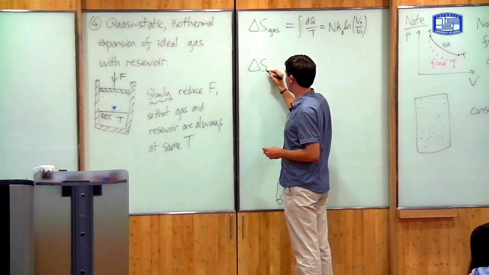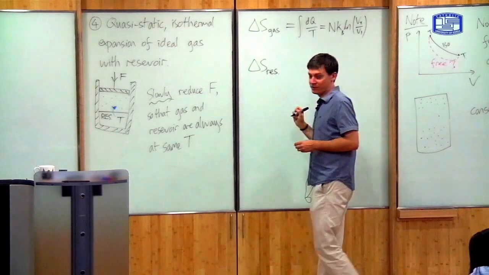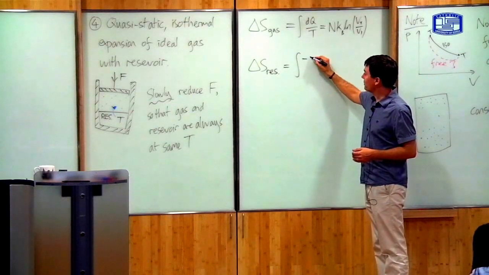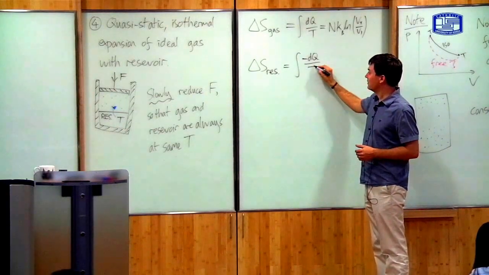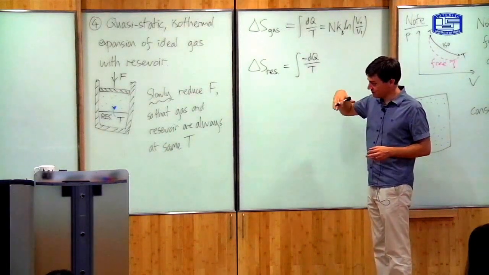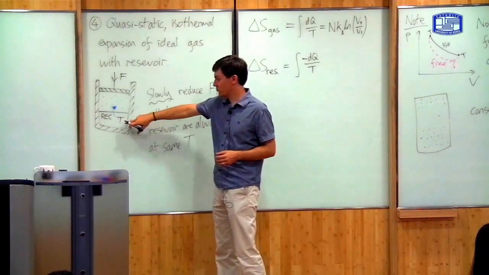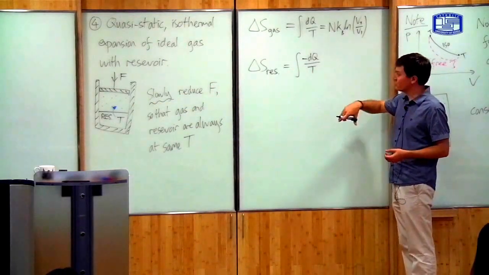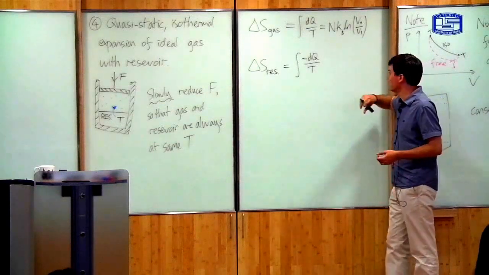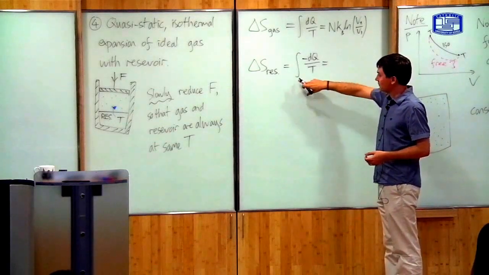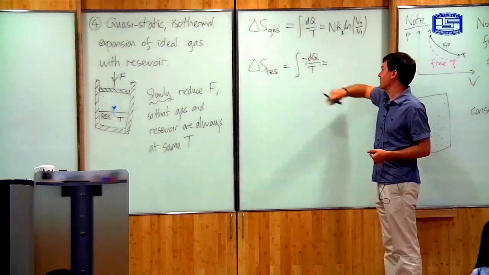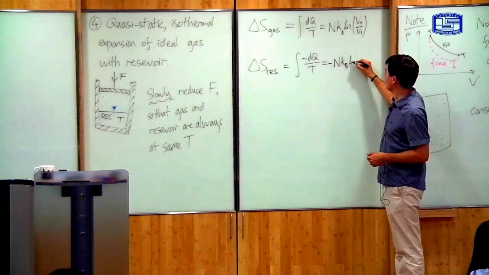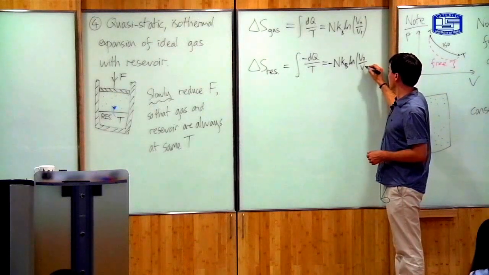Now if I look at what's the change in entropy of the reservoir, RES always stands for reservoir, then this looks very similar, except the heat going into the reservoir is minus the heat going into the gas. If I call Q the heat going from the reservoir to the gas, then the heat going from the gas to the reservoir is minus Q, right? So this is exactly the same integral as that, except with a minus sign, so the result is exactly minus NkB log V2 over V1.